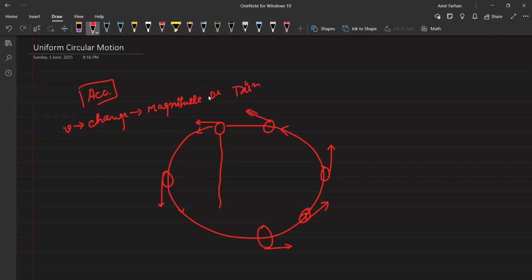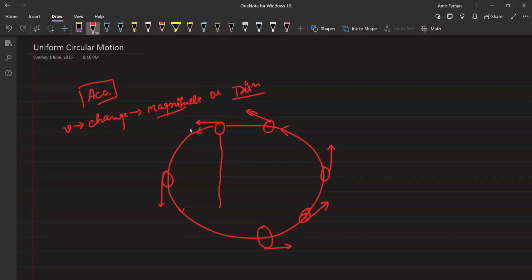Direction. Because I've said magnitude is already fixed. That means it's constant speed. Only the direction is changing. So direction is changing. So according to acceleration, if there is a change in velocity, that means acceleration will be there. So that's why this is also accelerated motion.